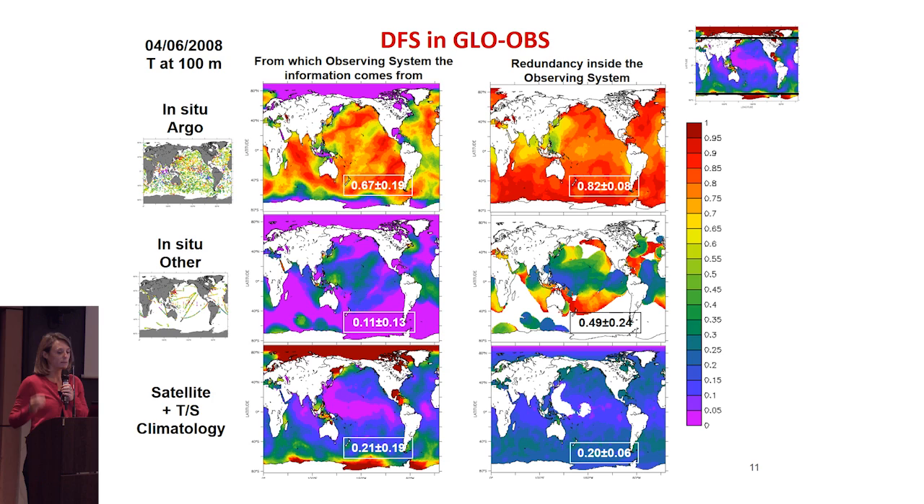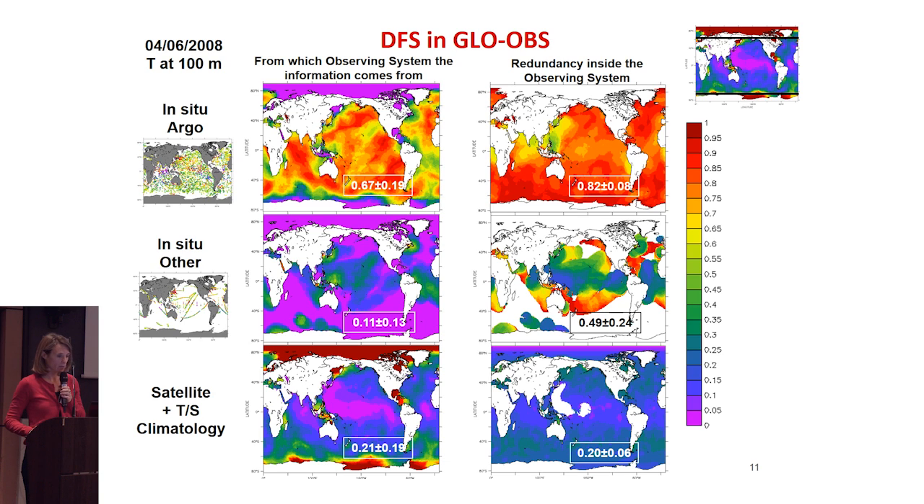The first one tells you from which observing system the information comes from, and the second one tells you if there is redundancy inside a specific observing system. The illustration is done for the temperature at 100 meter depth for a specific snapshot, the 4th of June 2008. The observing system has been separated into three. The first one is the Argo observations only. The other one is the other in situ observing system. And the third one is the satellite and climatology, which means the first step, the synthetic field, the first step of our methods.